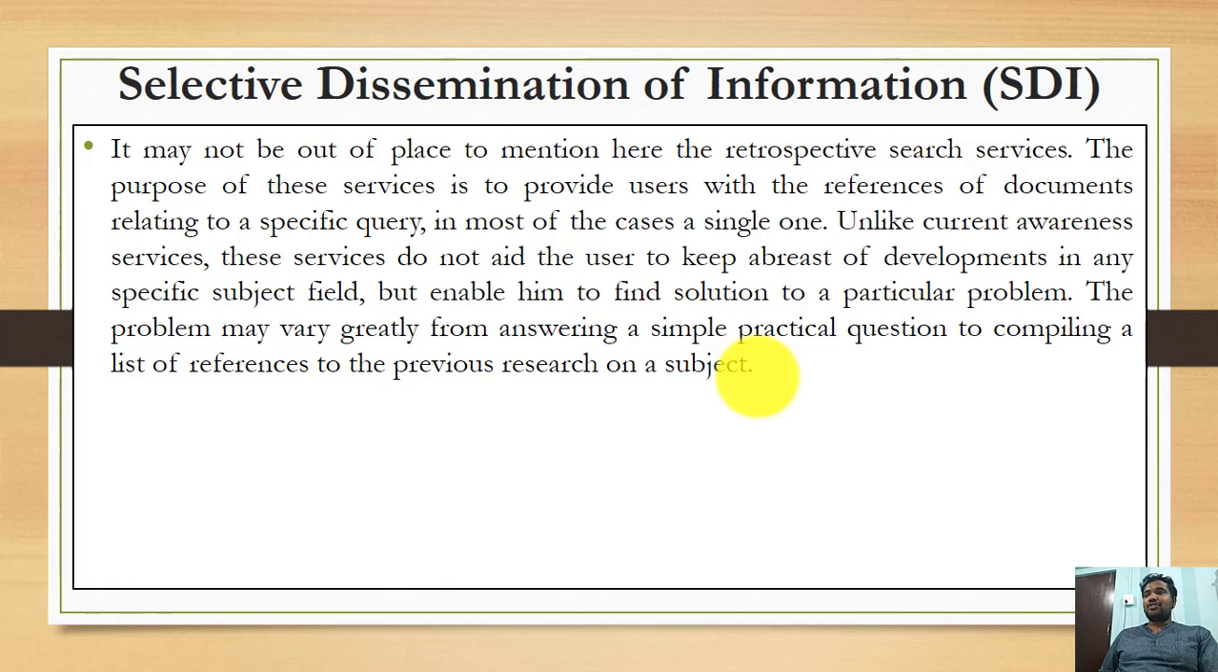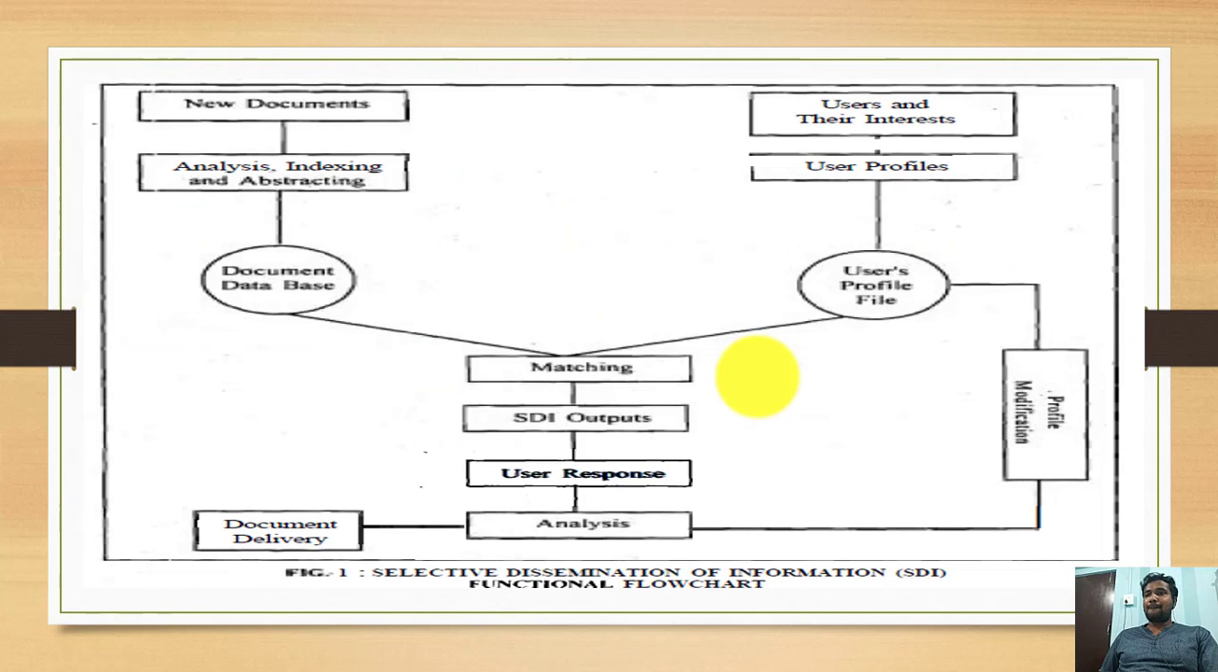It may not be out of place to mention here the retrospective search services. The purpose of this service is to provide the user with the references of the documents relating to a specific query, in most cases a single one. Unlike the current awareness service, these services do not aid the users to keep abreast of the developments in a specific subject field, but enable him to find the solution to a particular problem. The problem may vary greatly from answering a simple practical question to compiling a list of references to the previous search on a subject.